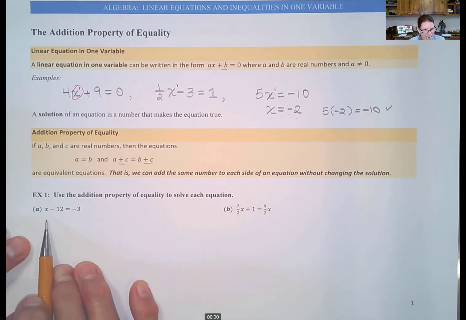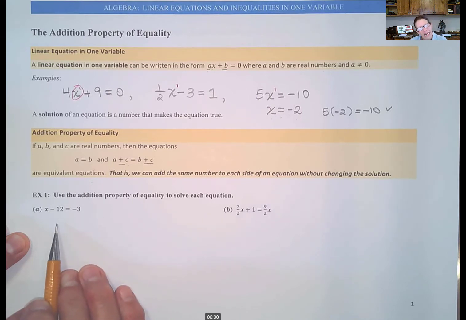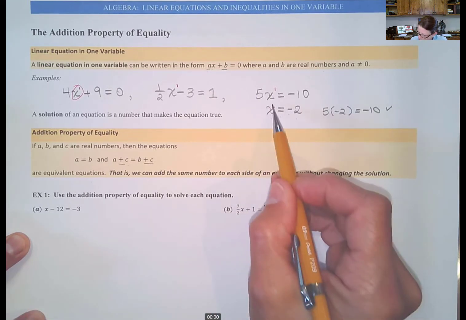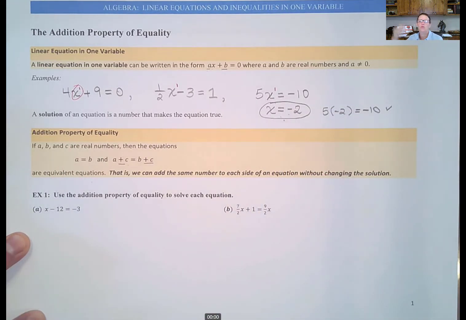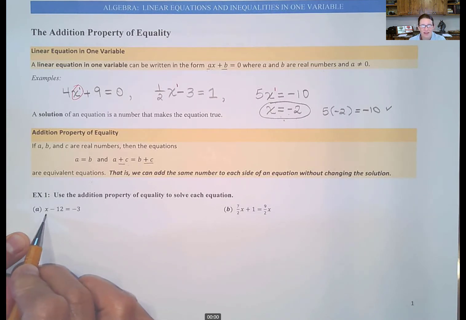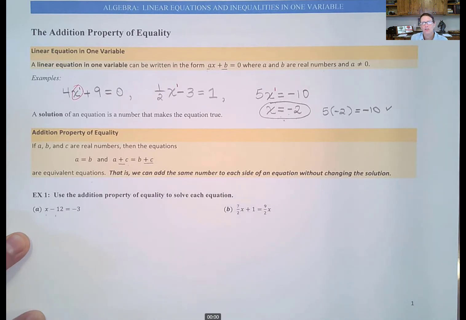Part A, x minus 12 equals -3. Well, we would like the last step of this equation to look like what we found above: x is equal to some number. So our goal is to isolate the variable x. We can do that if we eliminate the term minus 12. So we're going to think in terms of the additive inverse. Okay, what do we add to -12 to get it to cancel out or become 0?